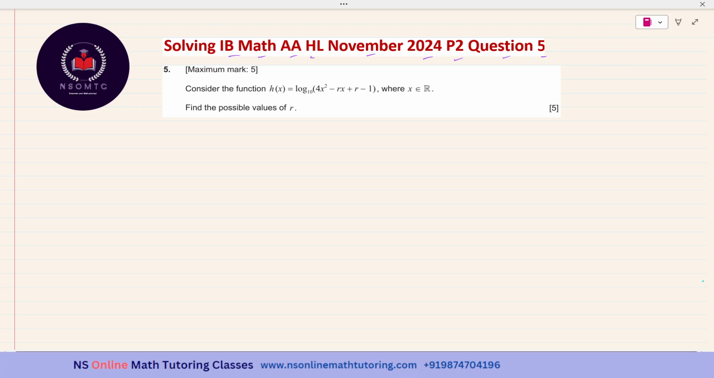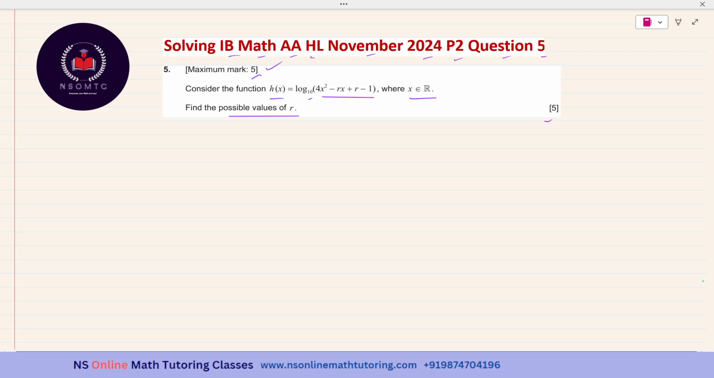The maximum mark is 5. Consider the function h of x equal to log base 10 of 4x squared minus rx plus r minus 1, where x is a real number. Find the possible values of r. It is containing 5 marks.